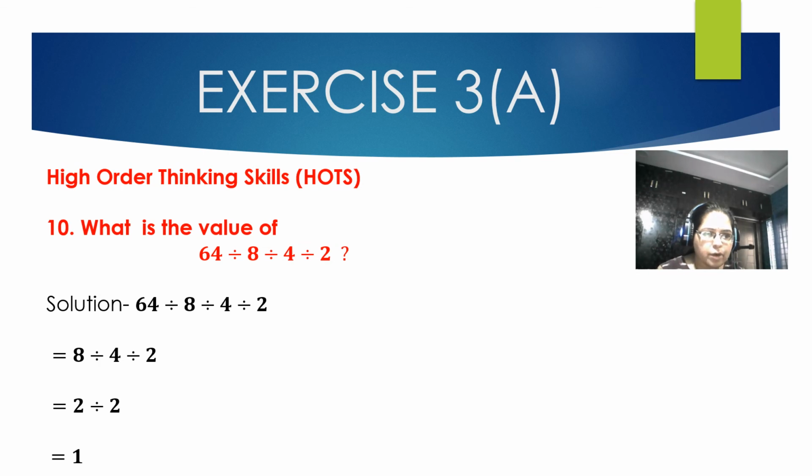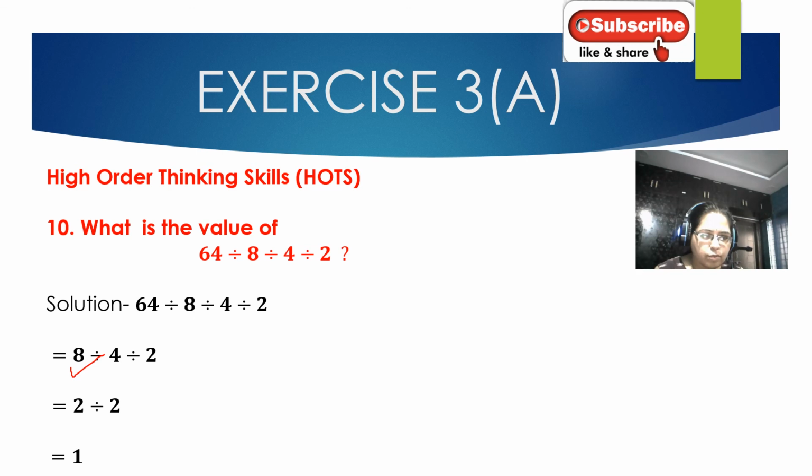Now we solve question number 10. Question number 10 is a higher order thinking skills question. What is the value of 64 division of 8, division of 4, division of 2? Here all are division operations. So according to the BODMAS rule, division operations will be performed from left to right. So first 64 division of 8 will be performed. 64 division of 8 is 8. Then 8 division of 4 will be performed. 8 division of 4 is 2.